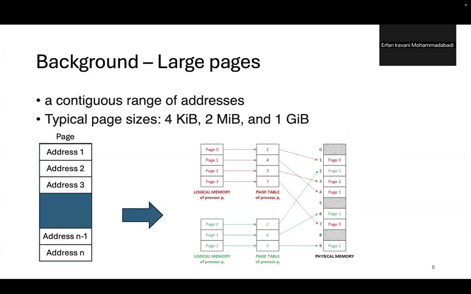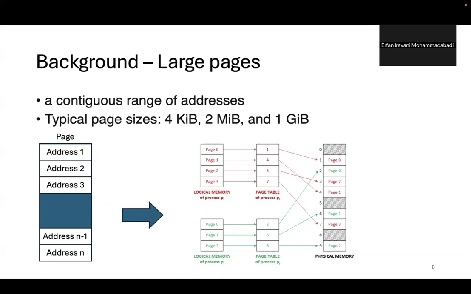In modern computer architectures, memory is managed using a technique called paging, where memory is divided into fixed size blocks, which are called pages. Basically, a page represents a contiguous range of addresses that maps logical memory to physical memory. The size of a page determines how memory is allocated and how it's accessed. Typical page sizes include 4 kilobytes, 2 megabytes, and 1 gigabyte.